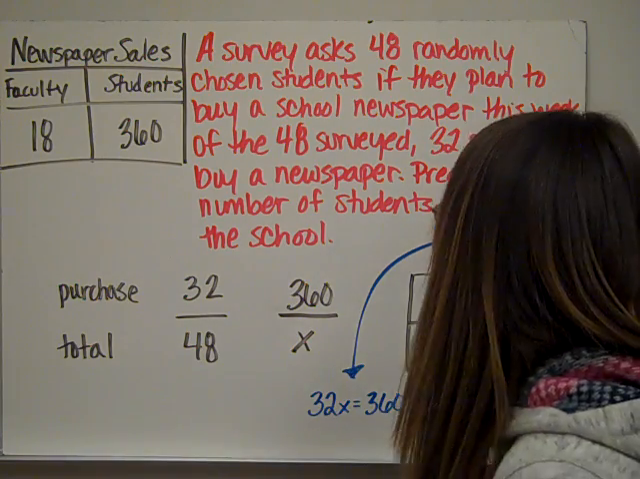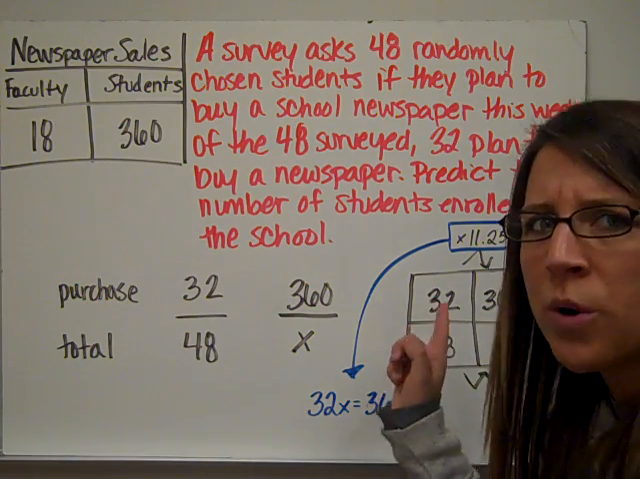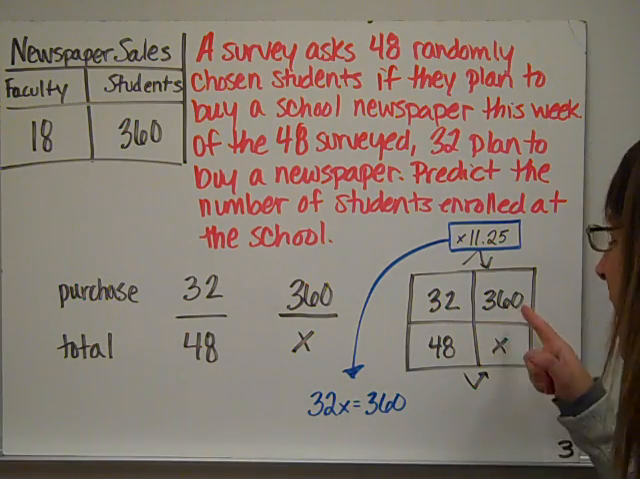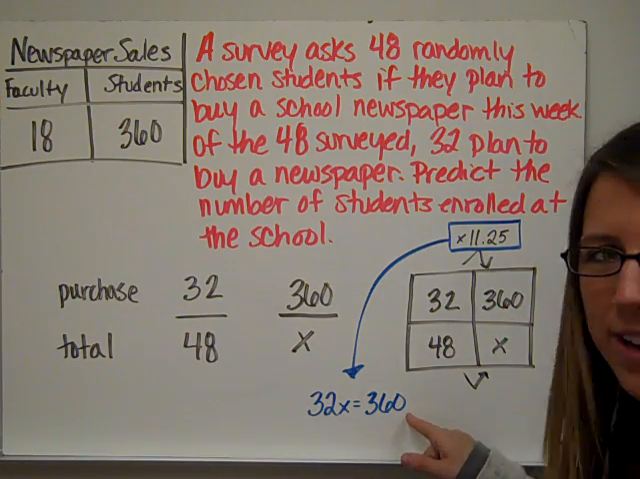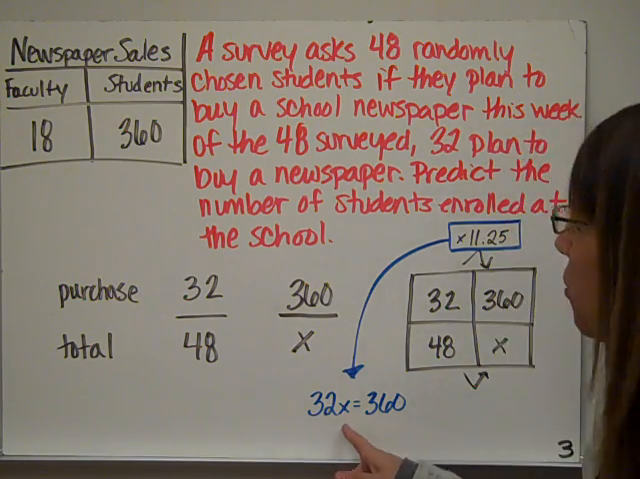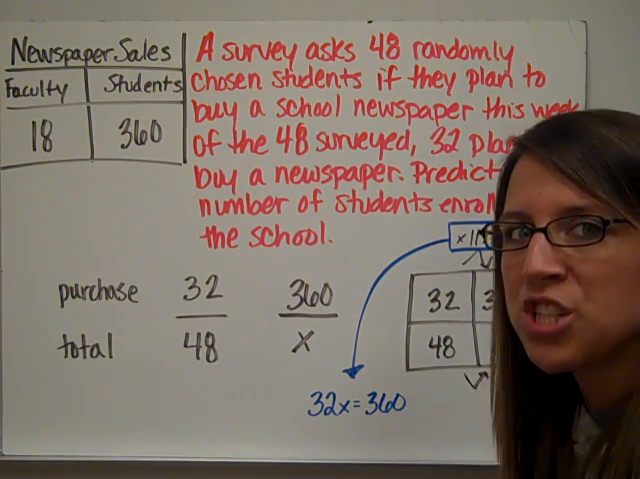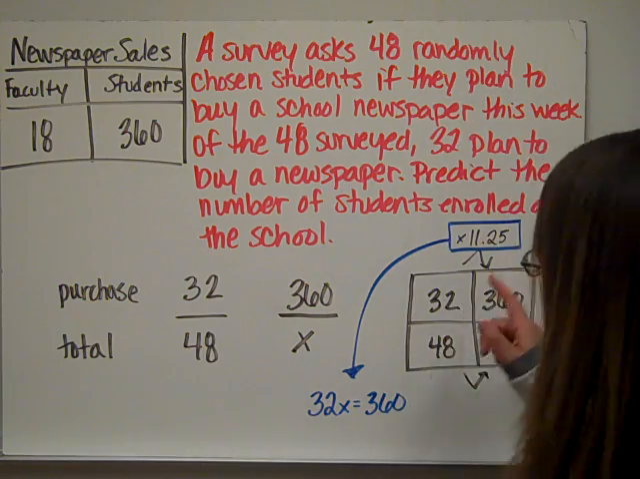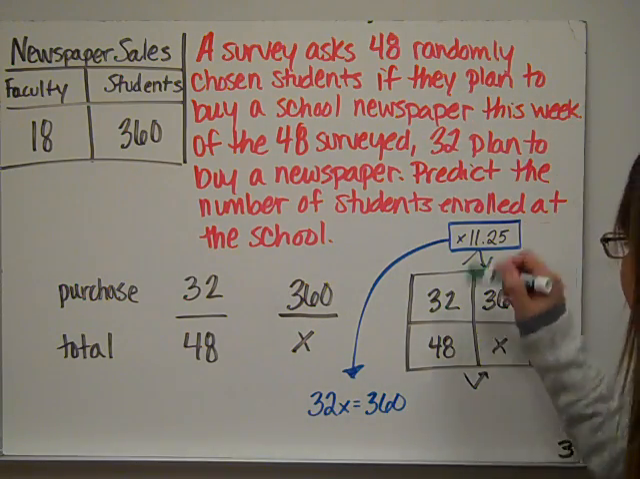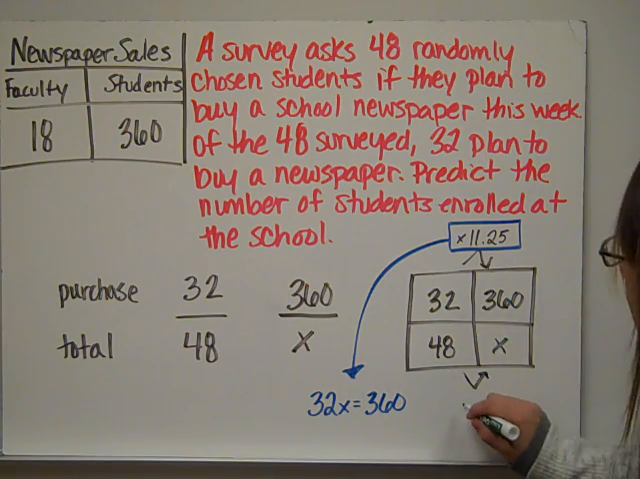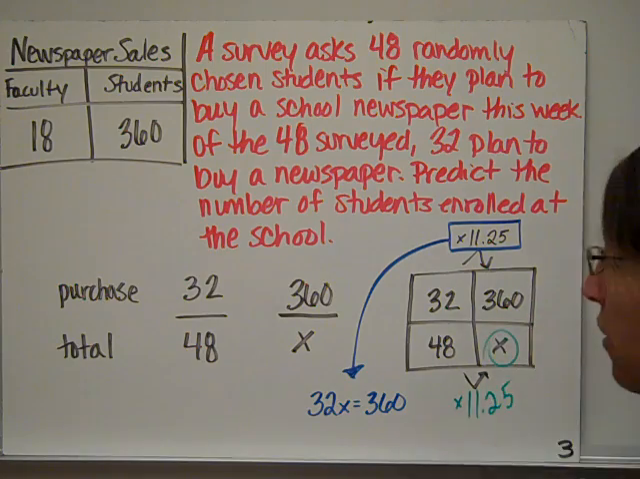And you may be wondering, how do I know that 32 times 11 and 2500ths is 360? Well, I said 32 times what is 360? So I set up a little equation myself. 32 times something is 360. And so when I divide by 32 on both sides to solve for x, I got 11.25. So therefore, 48 times 11.25 will give me a really good approximation of how many students are in the school.